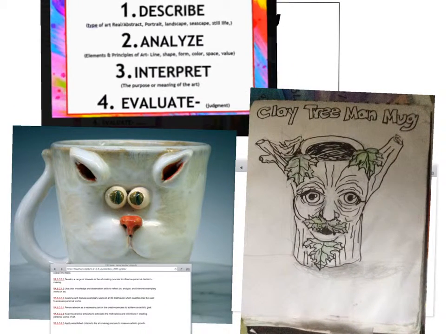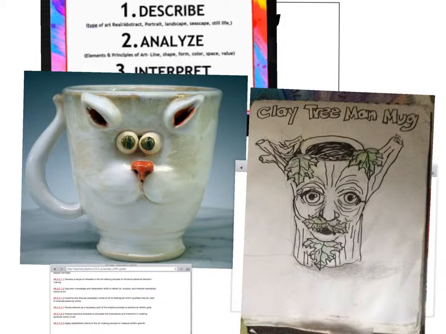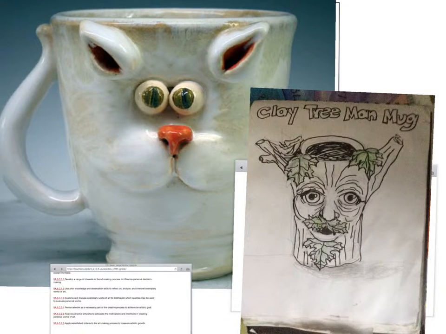Now, the last step of the critique is to evaluate. So I want you to evaluate how successful you think your mug is, and tell me what you think you could have done to make it even better. So my mug is actually not finished, but I think I can make it even better by adding more leaves and more tree branches and making the sides a little more even. The cat mug, I'm going to evaluate it. I think they did an excellent job, but you know what? I think they could have made it even better by adding, let me show you, a cute little tongue. Oh my goodness. That would have been adorable.